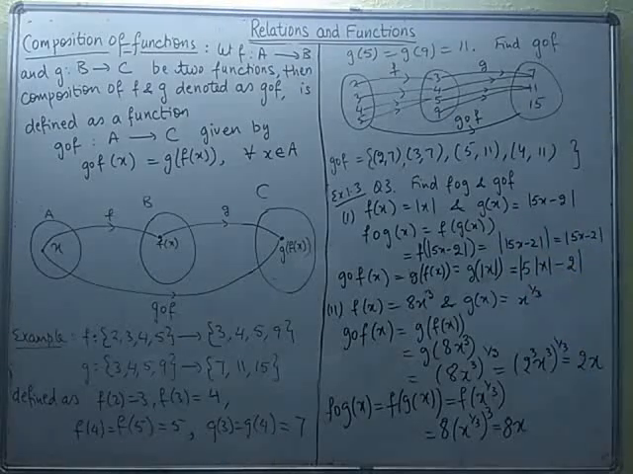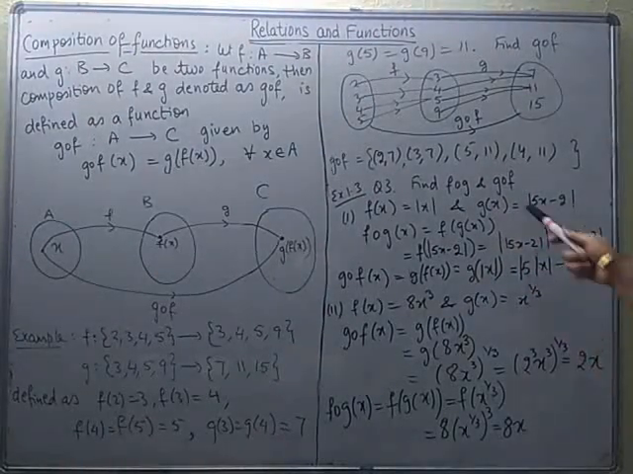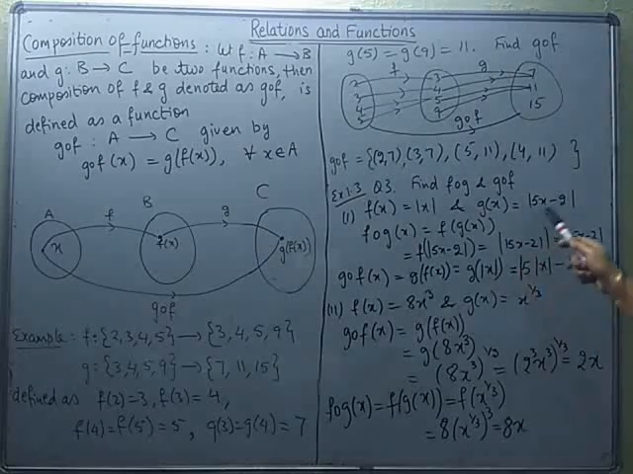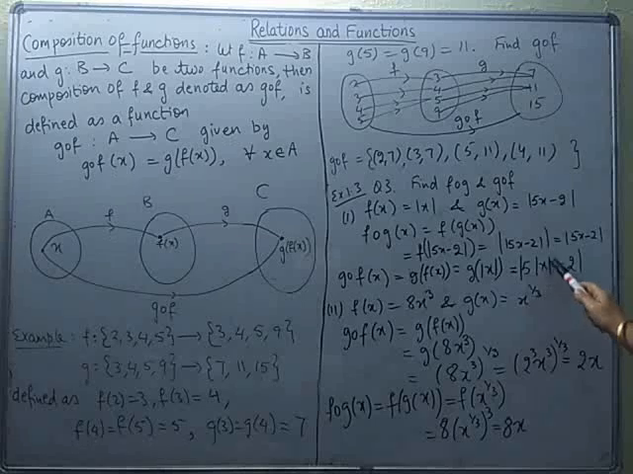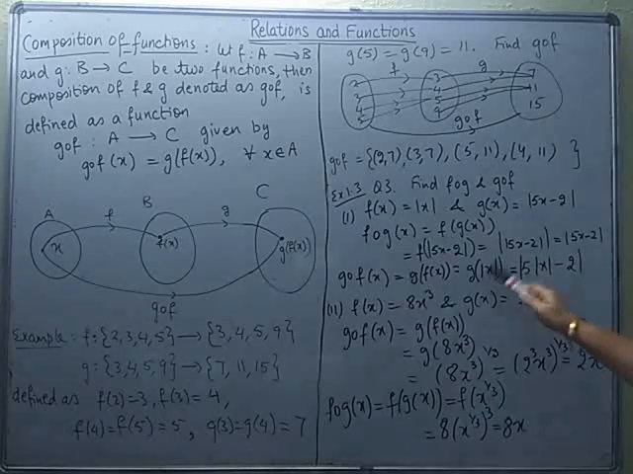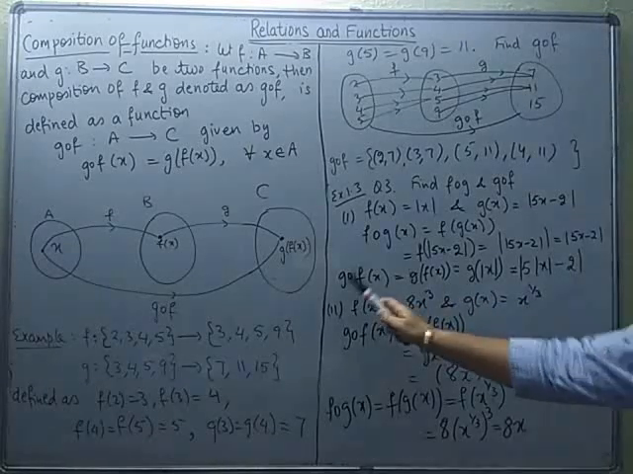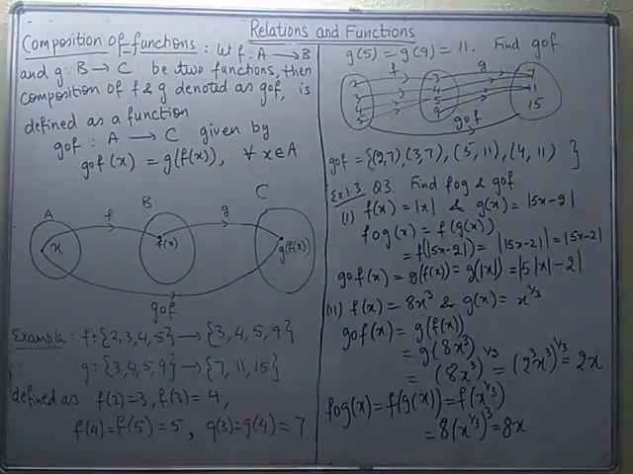So what is the difference? In place of x, we have got mod of x. So you simply replace x by mod of x in this definition. So it becomes modulus of 5 times, in place of x, we have mod of x. So I write mod of x minus 2. This is the composition of f and g.